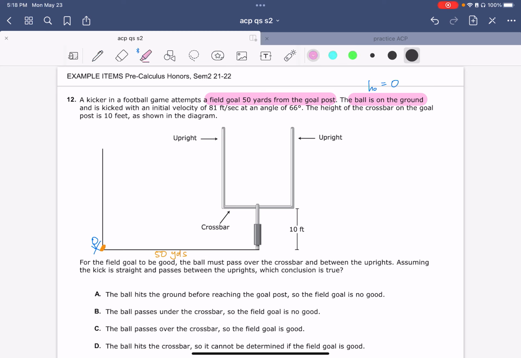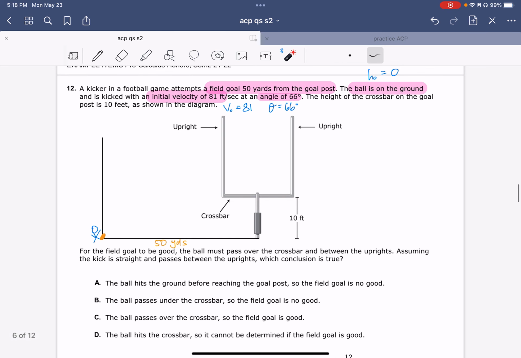And then we keep reading: is kicked with an initial velocity of 81 feet per second. So the letter we use for velocity is v, and then for initial it's 0. So initial velocity is 81 at an angle of 66 degrees. So theta is 66. The height of the crossbar is 10 feet. That's already given to us. And then let's look at the choices.